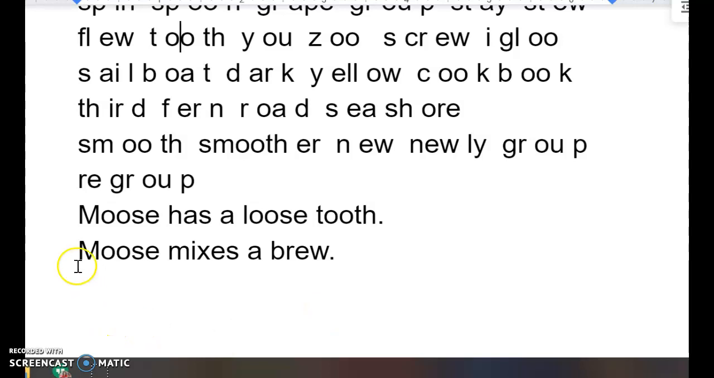Let's read the sentences. Moose has a loose tooth. Moose mixes a brew. Now remember, boys and girls, even I have a hard time with the last few words up here when we're doing the blending.